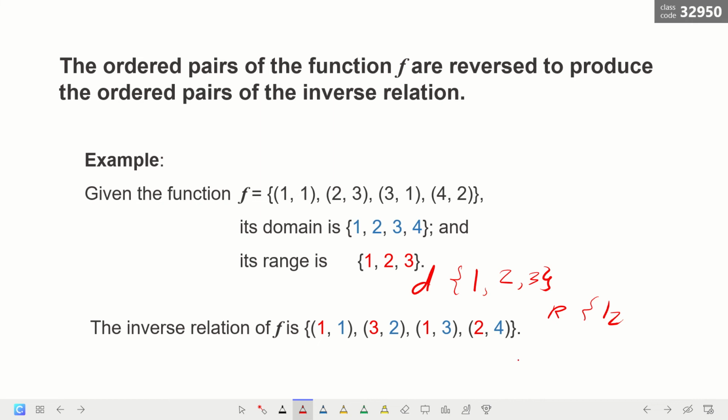Ay, sorry. Okay. So, magiging siyang 1, 2, 3, and then 4. So, this is our domain and range for this inverse relation.